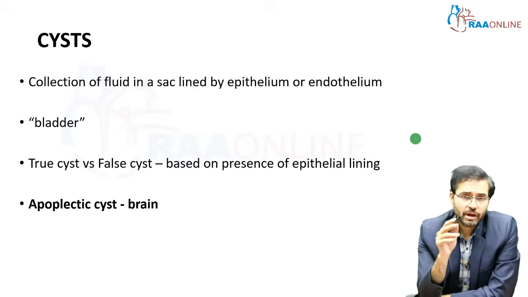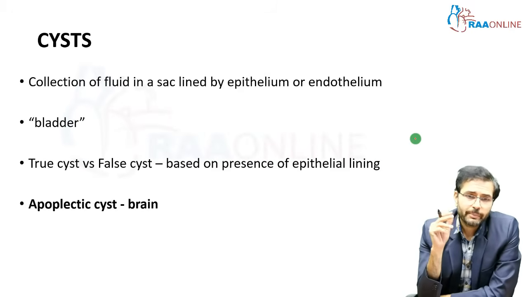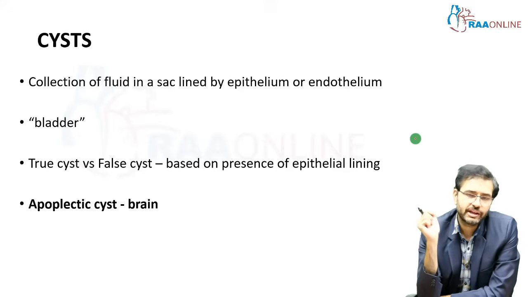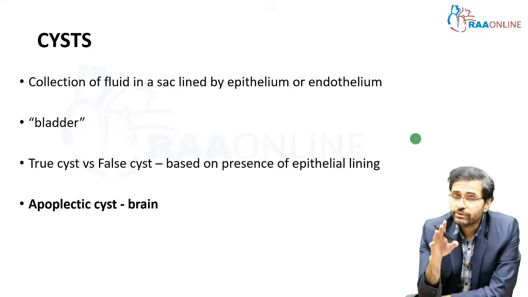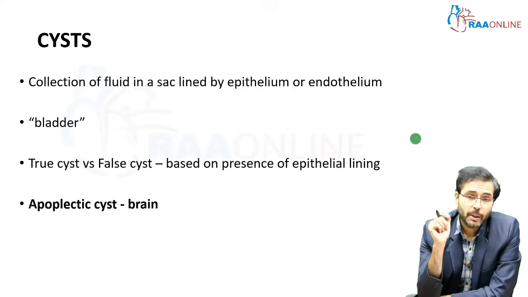Now, let's go on to the other group of swellings called cysts. Cysts are basically a collection of fluid in a sac lined by an epithelium or endothelium. They come from the Greek word cystis, which means bladder. Cysts can be true cysts or false cysts, based on whether there is a lining epithelium or not.